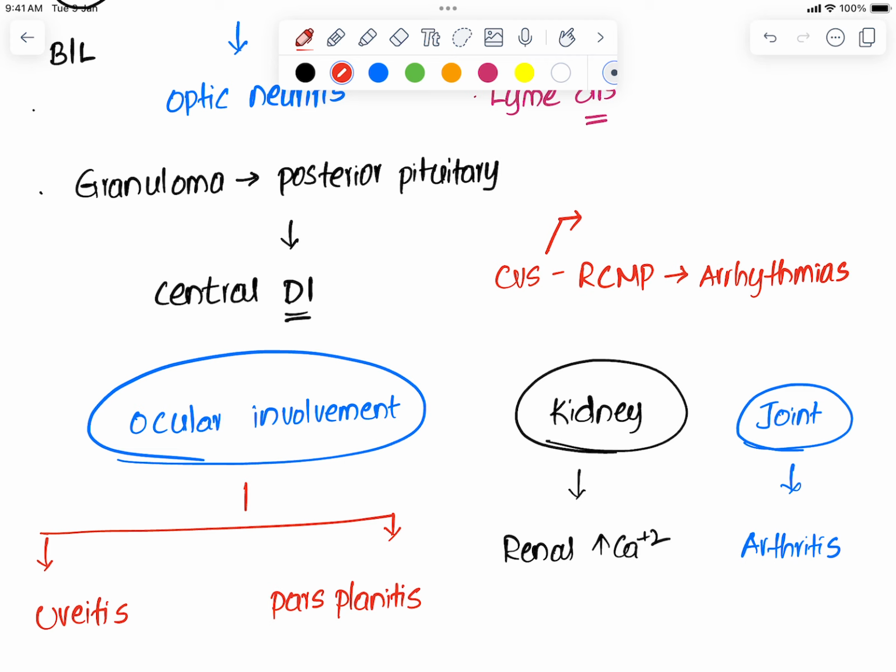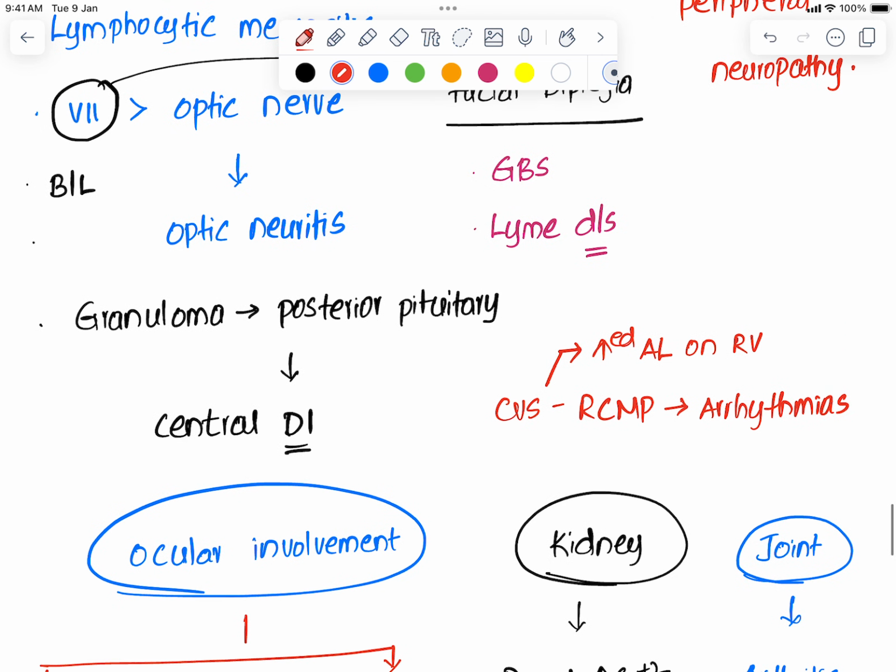Once there is pulmonary artery vasoconstriction, that will cause increased afterload on the right ventricle, causing cor pulmonale. So this will be the cardiovascular system manifestation.